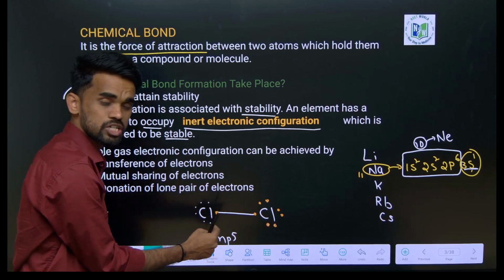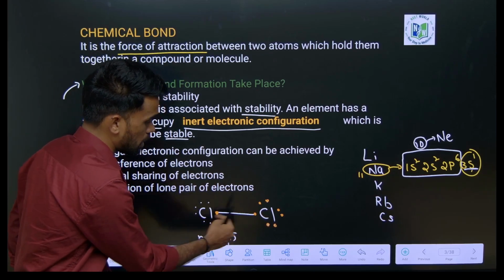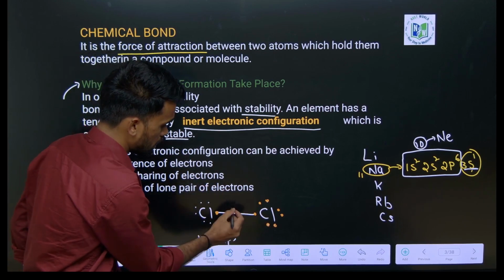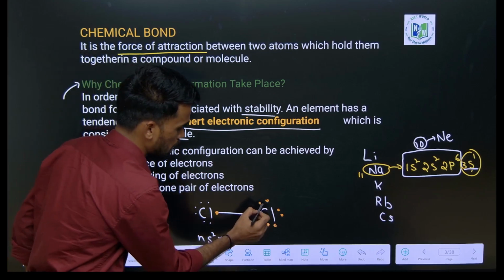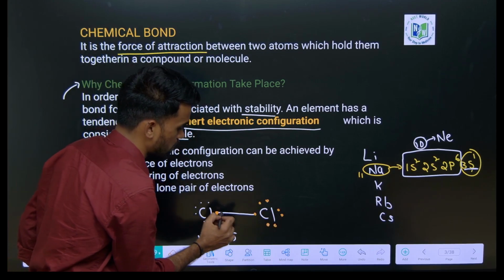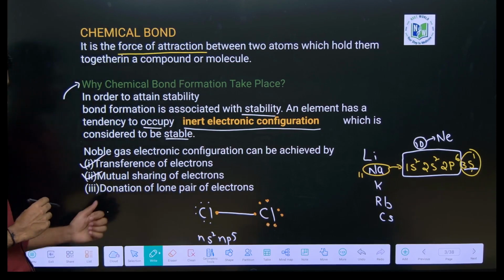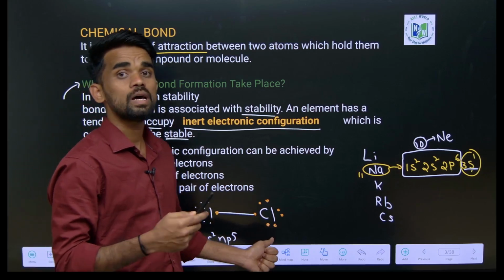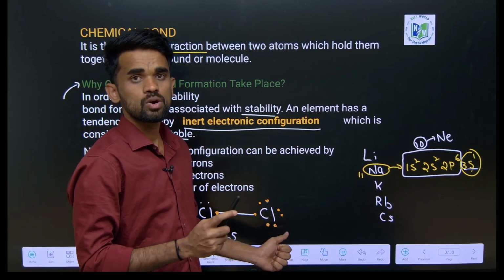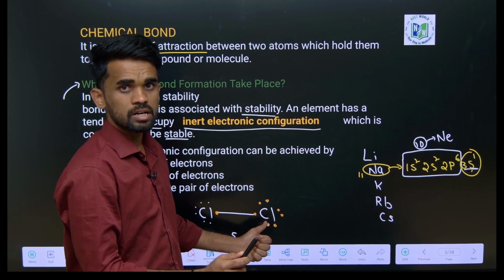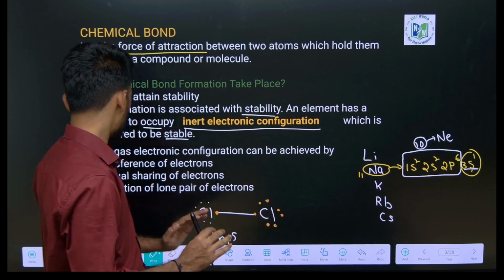The bond which we are showing, that electron belongs to both atoms, we can say it is a mutually shared electron, and it is a sigma bond here. So how many electrons are there? 1 2 3 4 5 6 7 8. Similarly for this chlorine also. Mutual sharing of electrons results in a covalent bond. What bond is it? Covalent bond. The bond formed by mutual sharing of electrons is called a covalent bond. I hope it is also clear.